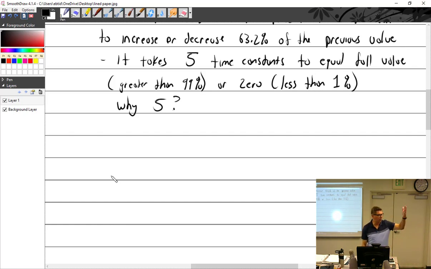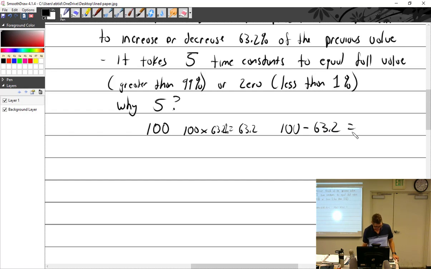So full is 100%, but we're not going to say percent. We'll just say 100. So it's fully charged up. And a time constant is an increase or decrease of 63.2% of that number. So 100 times 63.2% equals 63.2, right? So then it becomes 100 minus 63.2 equals 36.8. Everybody follow me so far? That's how much is left.